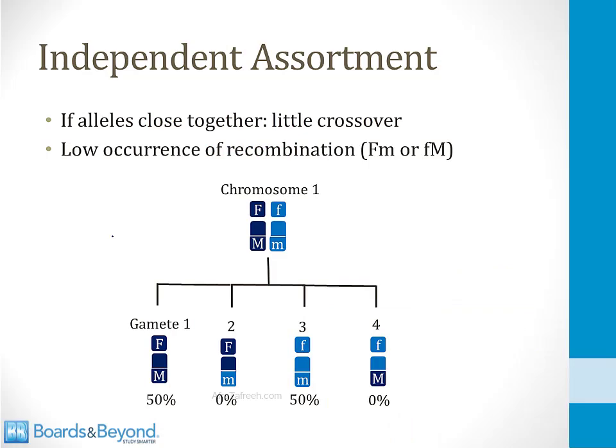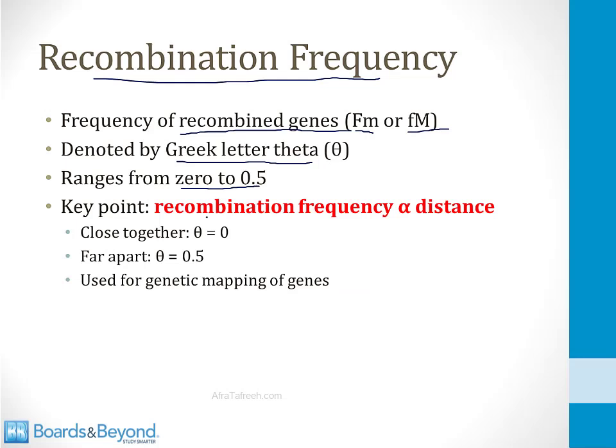And on this slide, where we considered what would happen if the F and M genes were close together on the same chromosome, there was no occurrence of the recombined genes in the gametes, and therefore this would be an example of theta equal to 0. And a key point here is that the recombination frequency is proportional to the distance between the two genes. If the genes are close together, theta will be 0. If they are far apart, theta will be 0.5. And this can be used to create a genetic map of our genes.